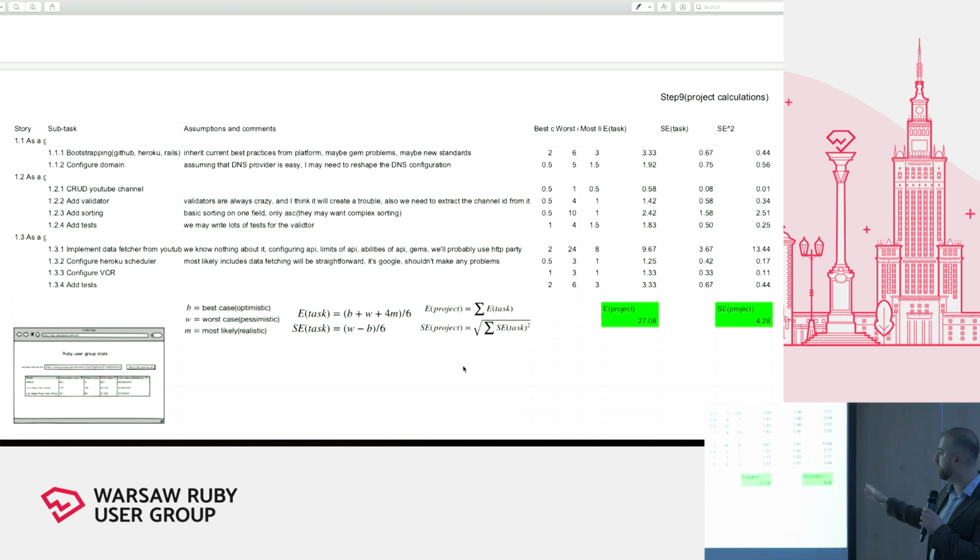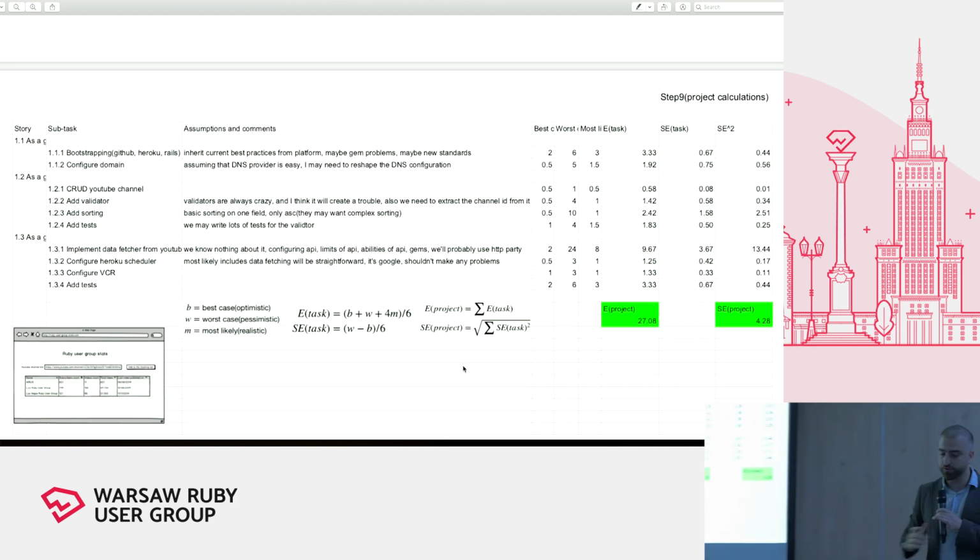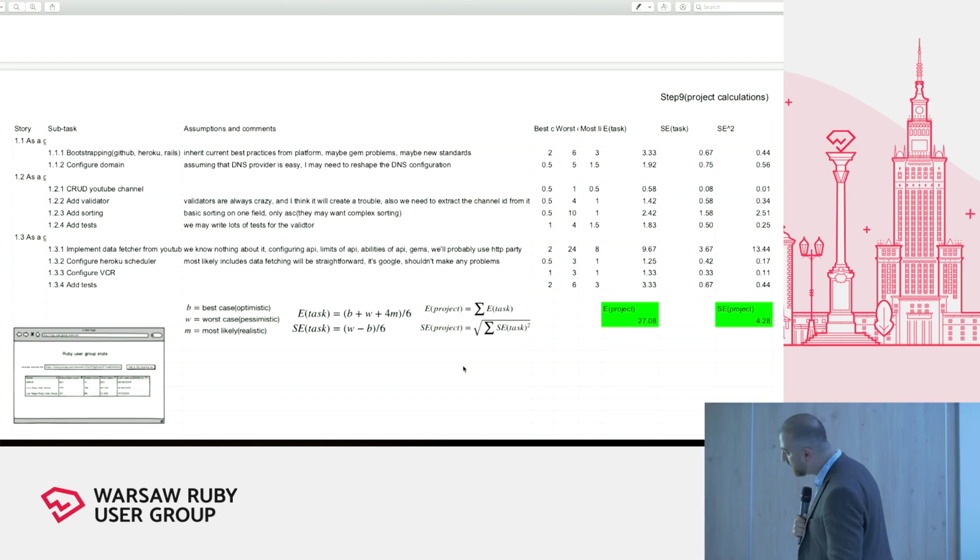So I just applied the formula, which showed me that E project, so the weighted average for the project, is 27 hours, and SE project is 4 hours. So this is my uncertainty.